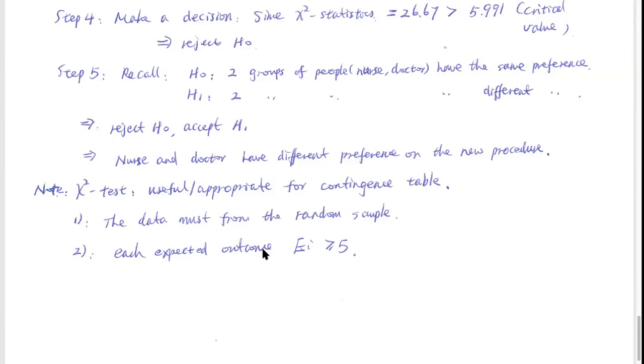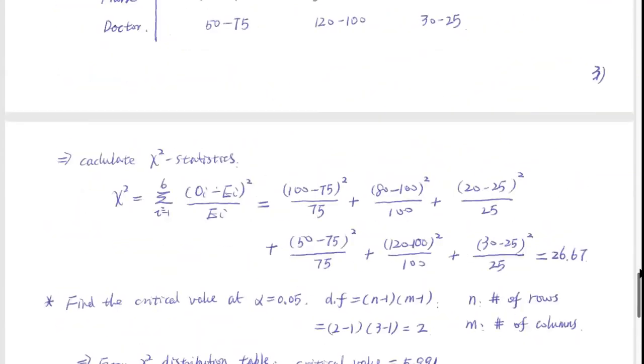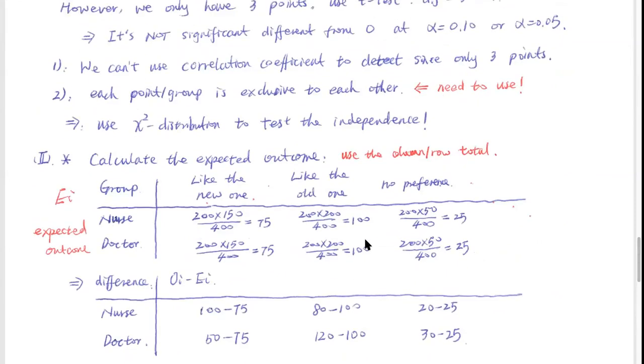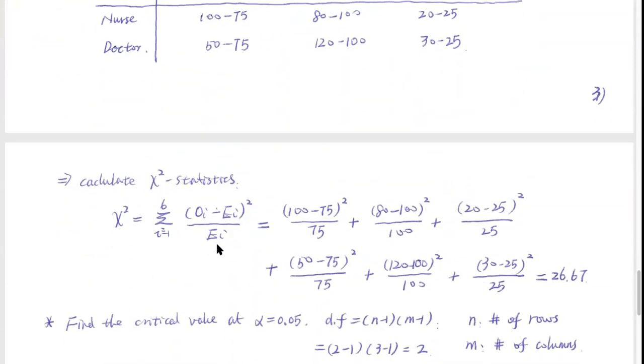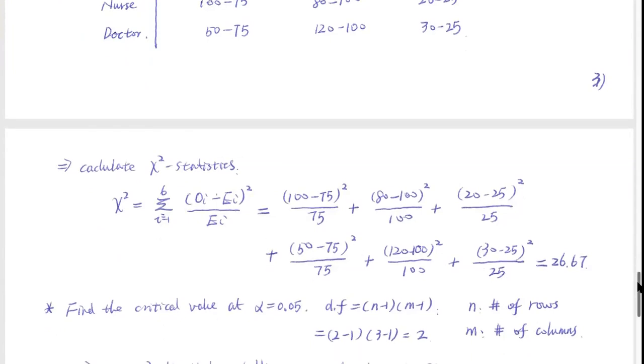Number two, the same as we mentioned previously, each expected outcome should be greater than or equal to 5. What does that mean? That means when we calculate the expected numbers, we got 75 for E1, 100 for E2, 25 for E3. Each of those expected numbers should be greater than or equal to 5, which is satisfied in our case. But if it's less than 5, then we cannot use this chi-square formula to do the hypothesis testing.